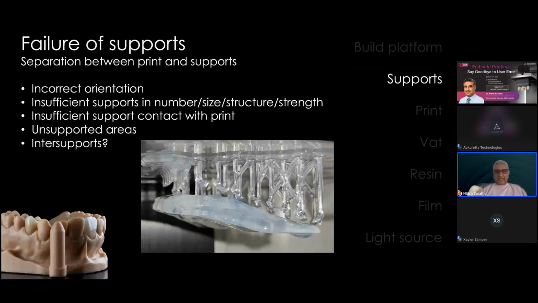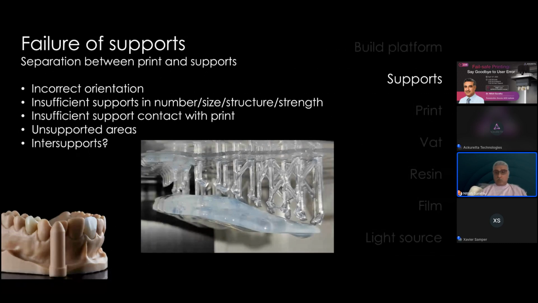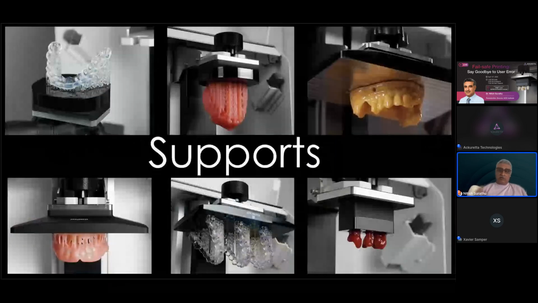Sometimes some prints need what are called intersupports, which means within the print itself, there are supports that are needed to support certain areas. For example, if you're printing a denture with a very deep palate, you may need intersupports in a situation like that. In any case, all of these support areas are extremely common, mainly if you're doing manual supports yourself. Your easiest solution is to get software to do it for you.